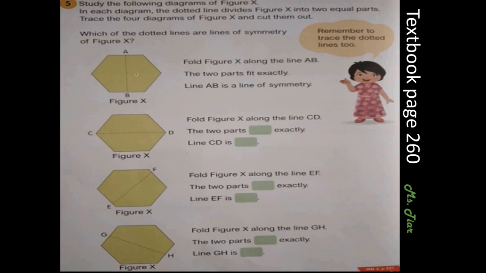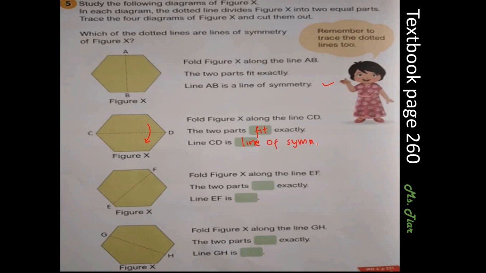Okay, look at figure X here. If we put the line of symmetry here and then we fold it, what will happen next? It will fit exactly. So this line, AB, is a line of symmetry. Correct. How about line CD? If we fold it, this half will fit exactly to the other half. Right? So the 2 parts fit exactly, so line CD is a line of symmetry.